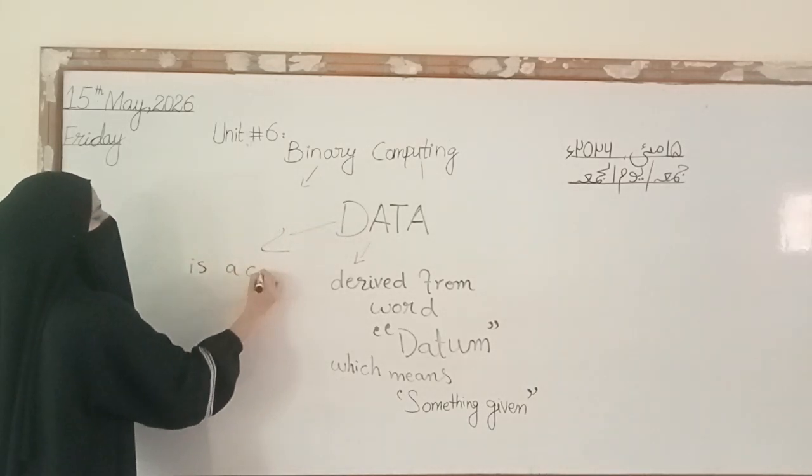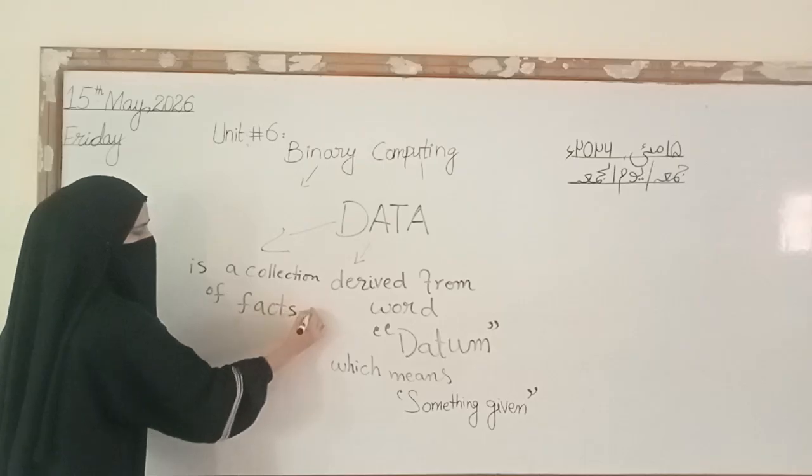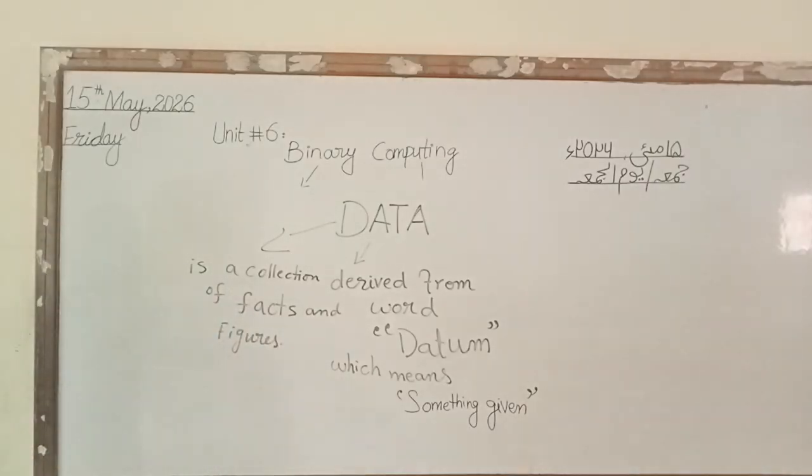Data is a collection of facts and figures. Data can be images, audios, videos, numbers, text, special symbols, or a combination of all these. These are the examples of data. Data is a collection of facts and figures, and it derives from the word datum, which means something given.